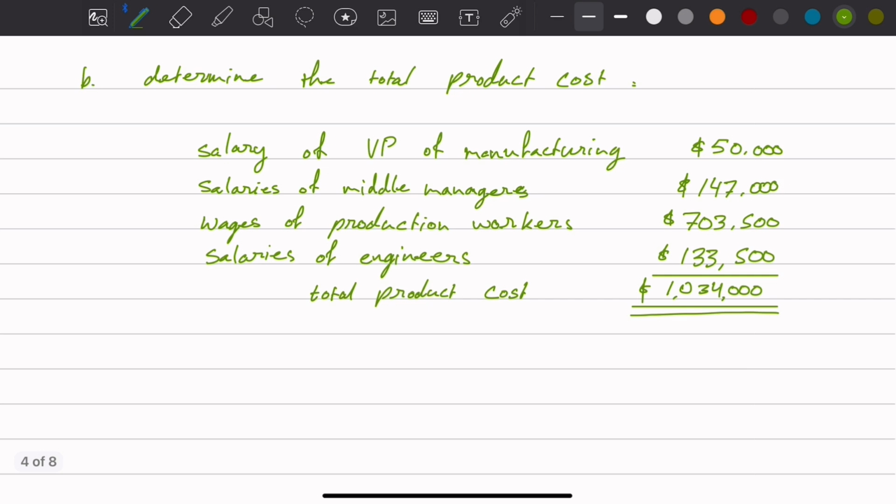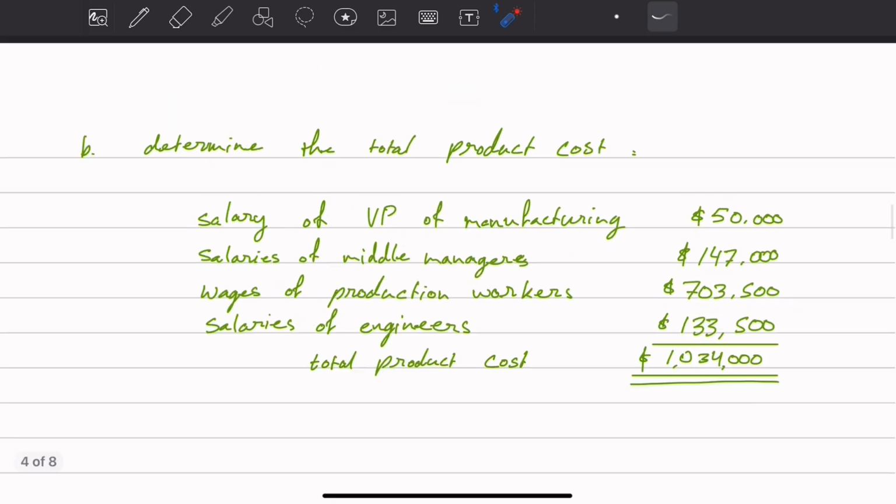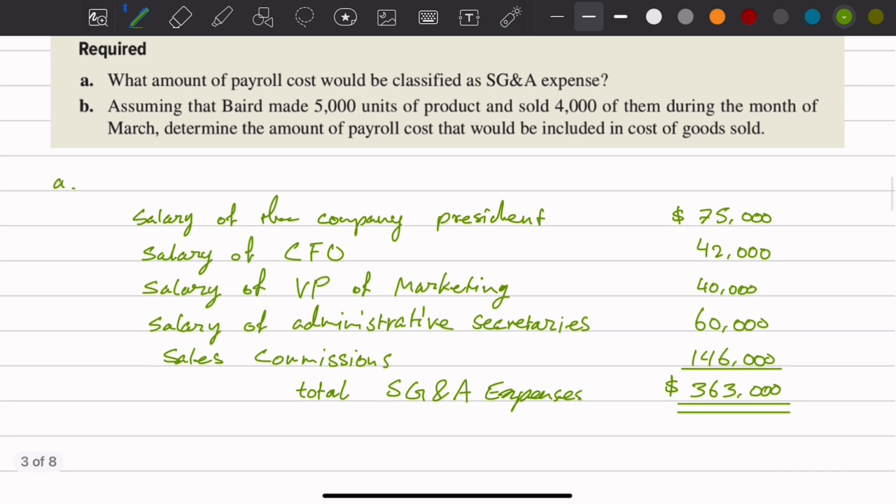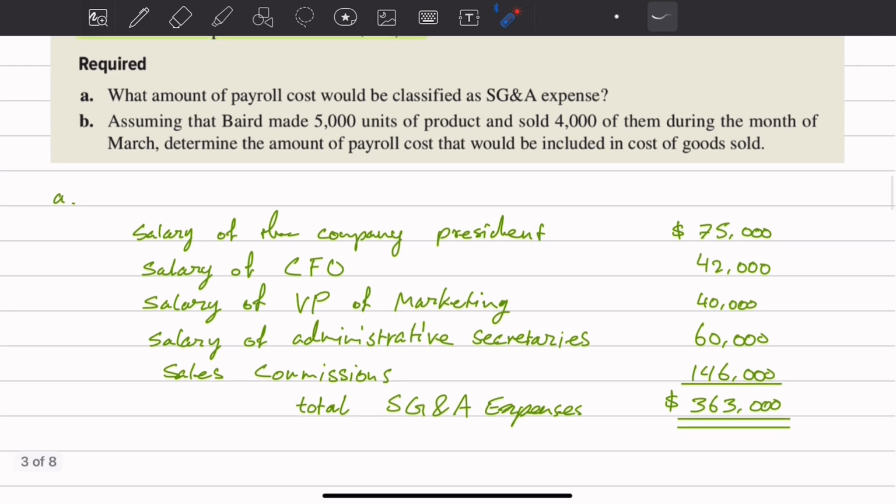All right. Is that the amount that we're looking for? No, not just yet. This is the total product cost for the 5,000 units. But remember, the question wants us to figure out the amount of payroll cost that would be included in the cost of goods sold. And the cost of goods sold should only be related to the number of units that were actually sold. So there are 2 ways that we can do this. We can find how much the 4,000 represent as a percentage of the 5,000.